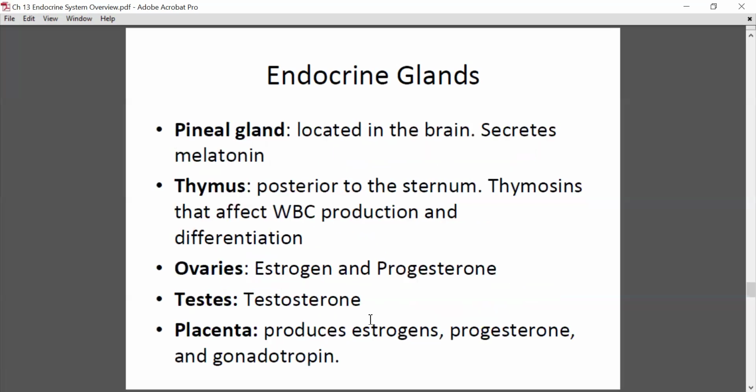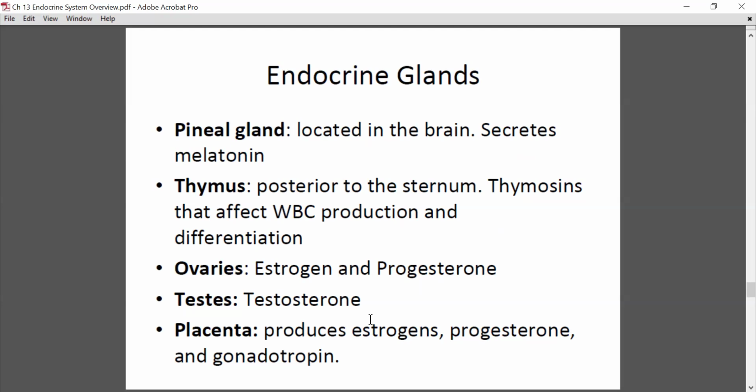You have the pineal gland. The pineal gland is located in the brain. Remember, I called that the third eye. The pineal gland secretes melatonin, right? Melatonin is responsible for aiding in your sleep-wake cycle. Your body naturally produces melatonin.